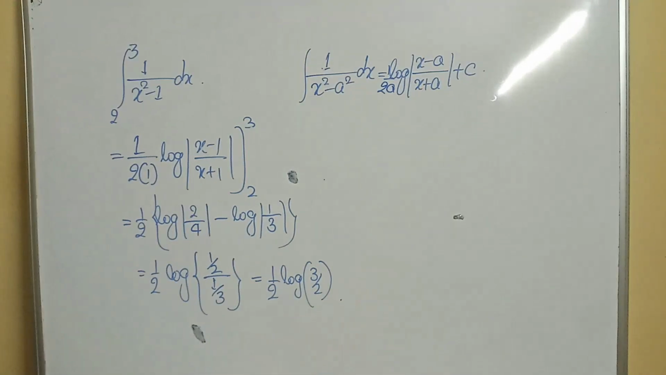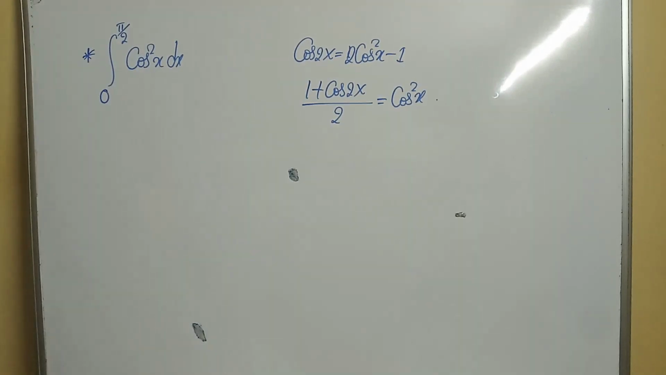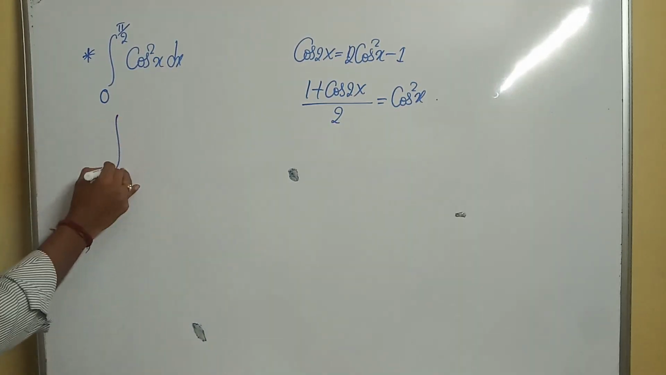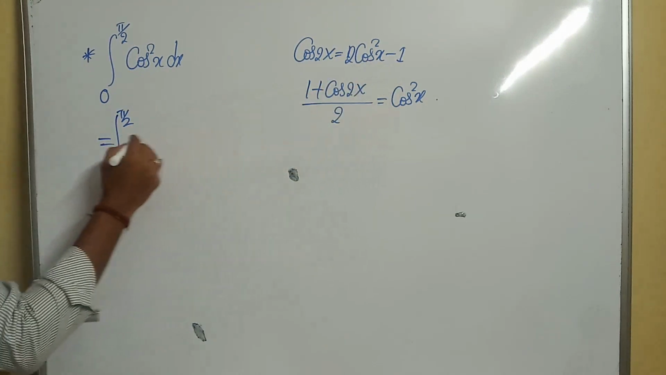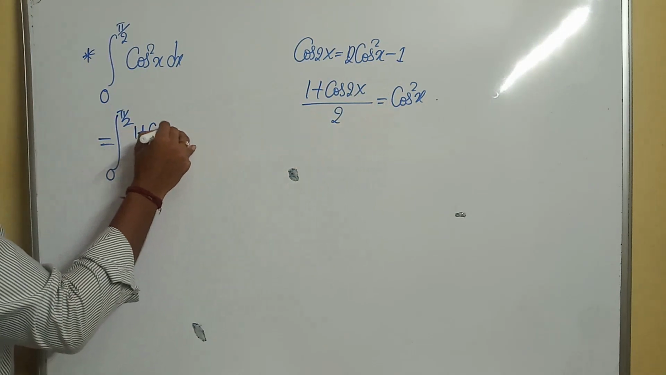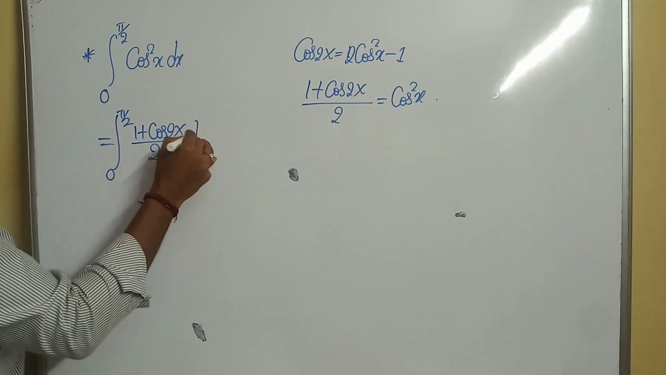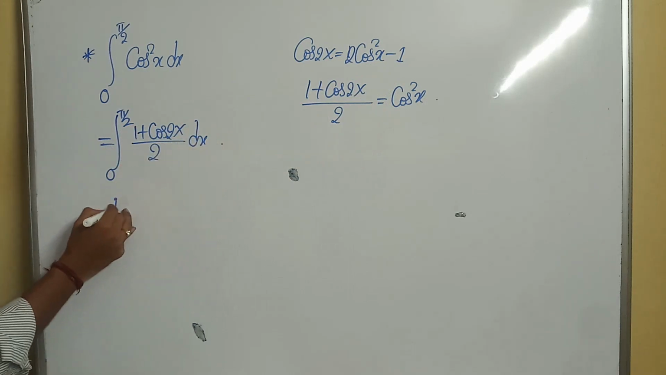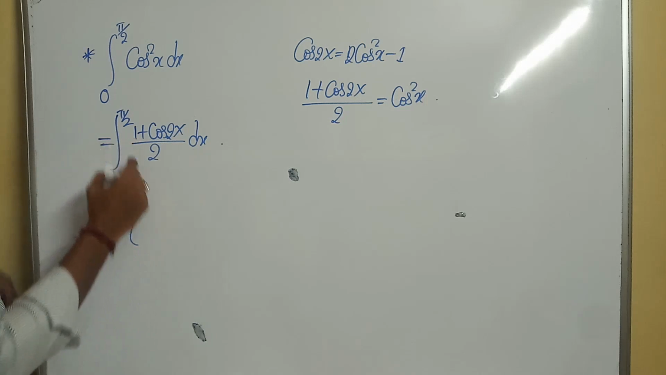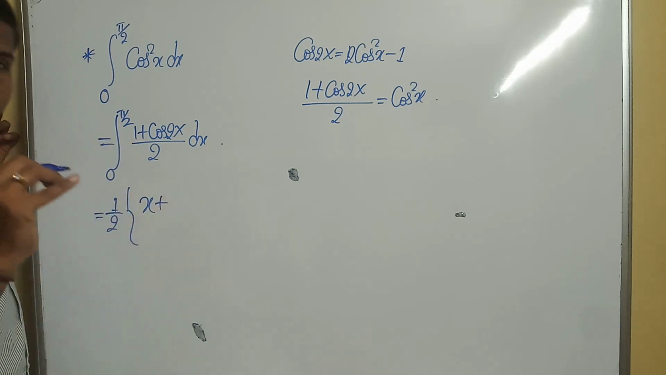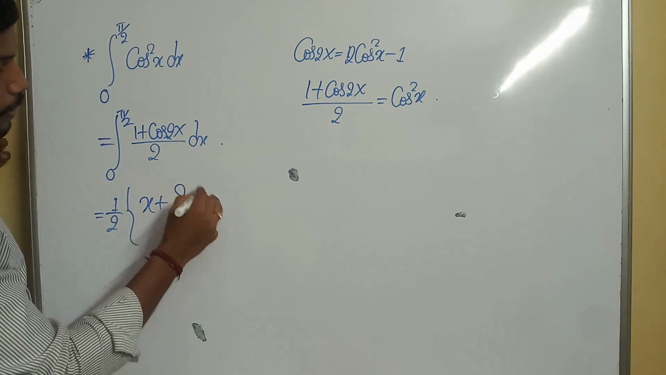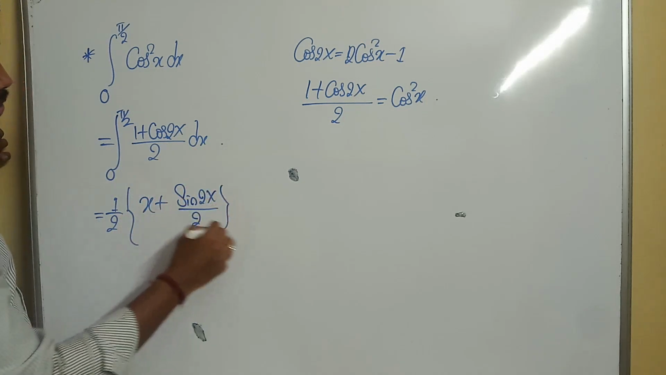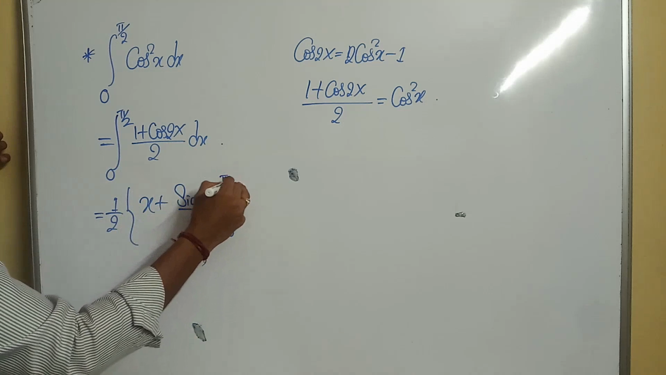Got it? Observe the example, integral of cos square. This cos square can be written, by using this formula, as 1 plus cos of 2x divided by 2 into dx. Okay, 1 by 2 outside. Integral of 1 will be x. Integral of cos 2x will be sine of 2x divided by 2. The limits are 0 to pi by 2.